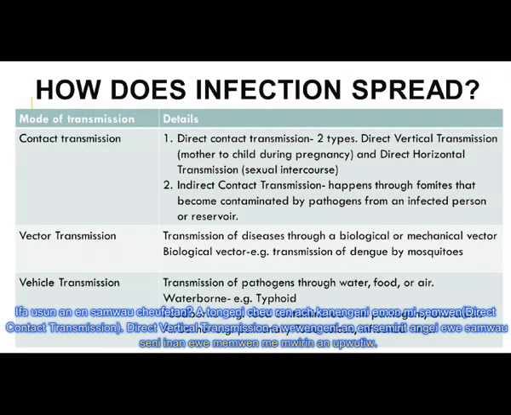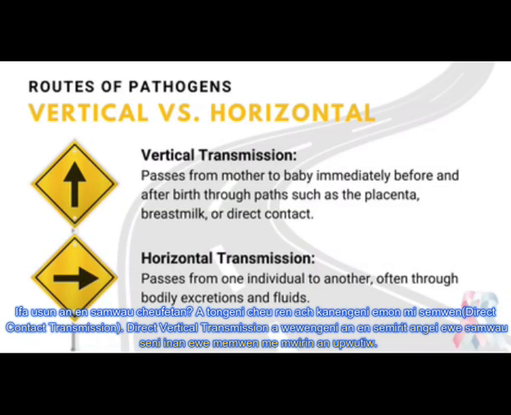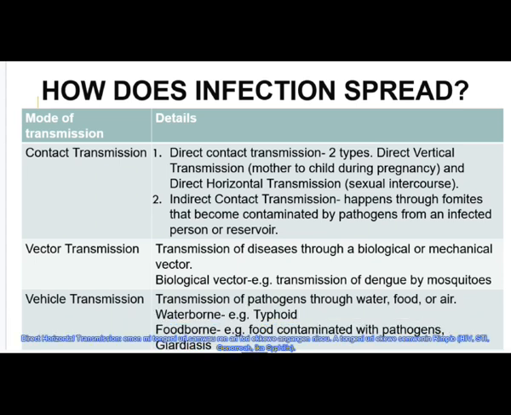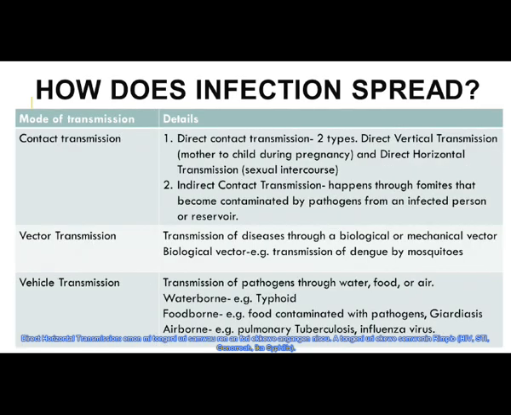So let's have a look at transmission. How does a disease or infection spread? It can be through contact transmission, either direct, vertical transmission, or horizontal transmission. Direct vertical could be when a mother has HIV or hepatitis B and the baby acquires that virus. Or direct horizontal transmission, for example, through sexual intercourse. Examples would be STIs like gonorrhea, syphilis, and also HIV.